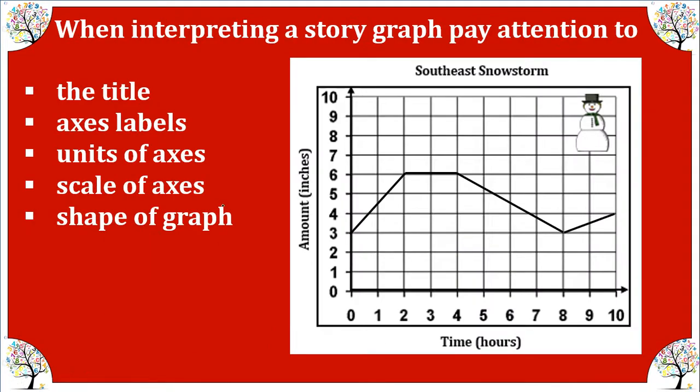When you interpret a story graph, you need to pay attention to the title of the story, the title of the graph. It gives you an indication of the situation. You need to make sure you look at the labels of the axes and what they indicate. You need to see the units, such as hours and inches. You also need to take a look at the scale. On the X and Y axis, these are each going up by 1. That is not always the case. You also need to make sure you look at the shape of the graph. For this course, we will basically look at linear story graphs, but you could have some that have curves.